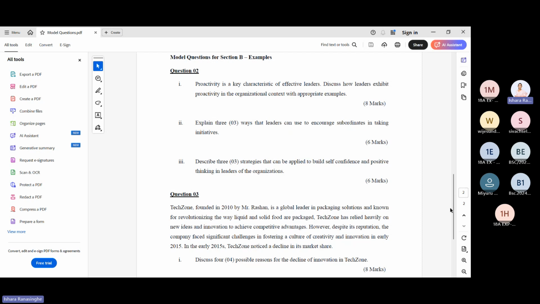Right? I'm allocating marks for the points and for the explanation. For the points, 1 mark, and for the explanation, 1 mark.